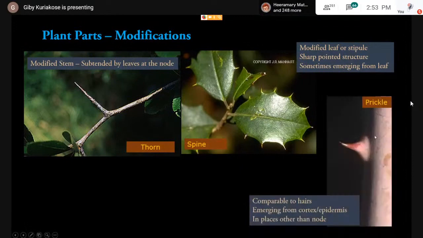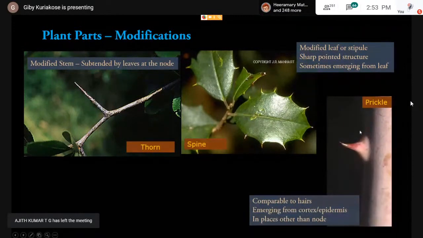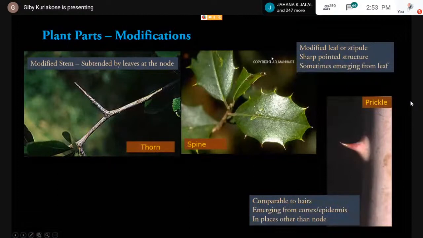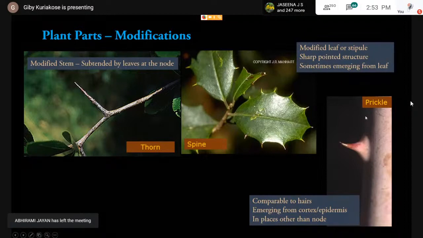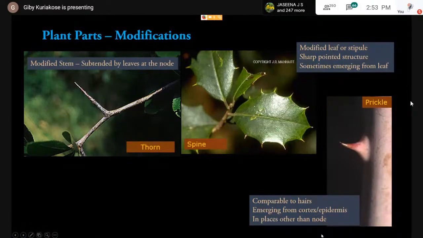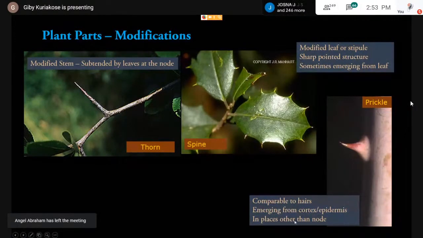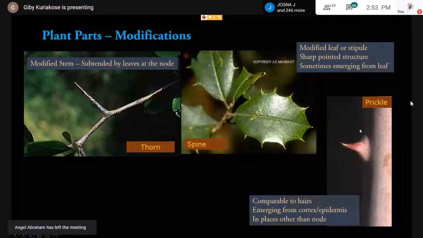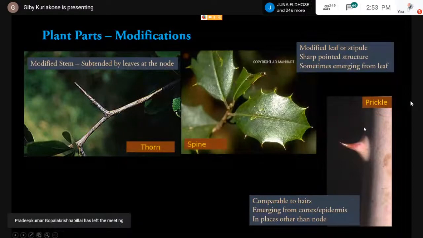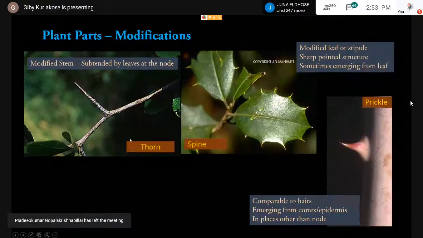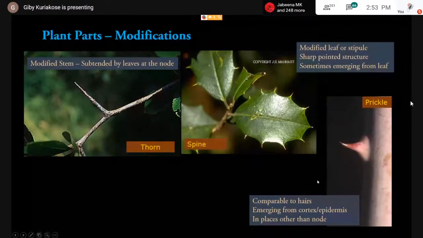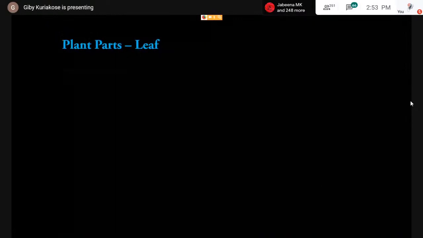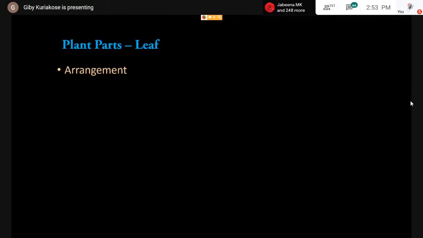And let us see what a prickle is. Comparable to hairs, they are neither a modification of stem nor of stipule or leaf. They emerge from the cortex or epidermis, like hairs, and may be borne in places other than the nodal region, like this particular one in Rosa, wild rose. Such minute details or definitions, you should be familiar with.